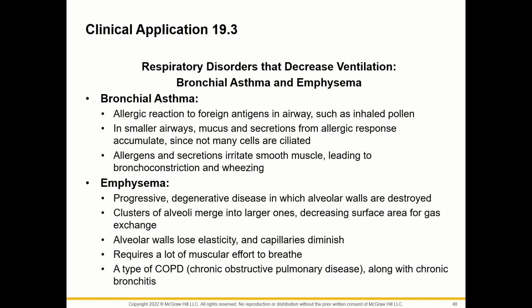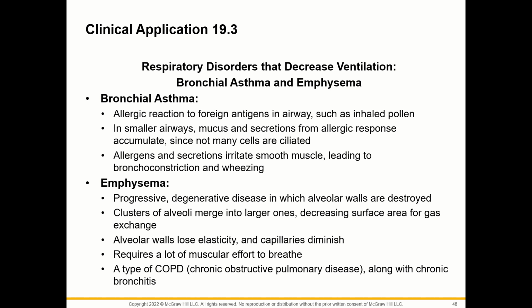Okie dokie. So respiratory disorders that decrease ventilation. We've got bronchial asthma and emphysema. These are two things that you're going to really see in the medical field because they're so common. Bronchial asthma is an allergic reaction to foreign antigens in the airway, such as inhaled pollen. In smaller airways, the mucus and secretions from the allergic response accumulate since not many cells are ciliated, and allergens and secretions will irritate the smooth muscle, leading to bronchoconstriction and wheezing.